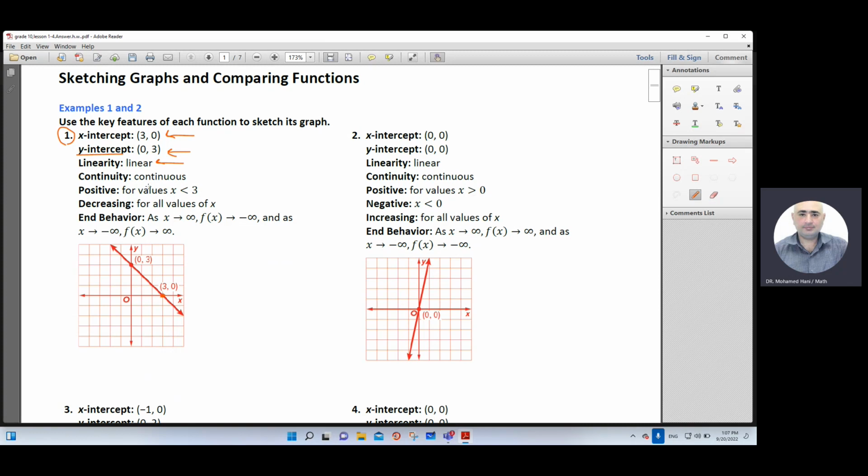Yes, it's continuous because there are no gaps between the points. So this is the graph. You can check your solution. If you have it wrong, please draw the right one.